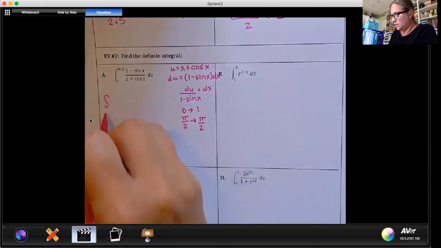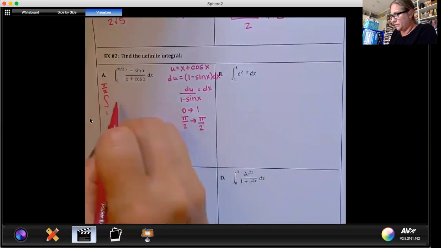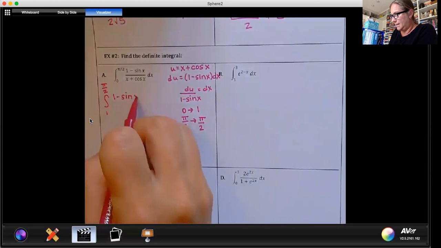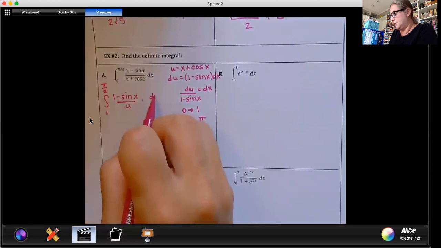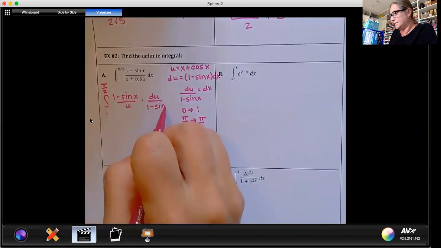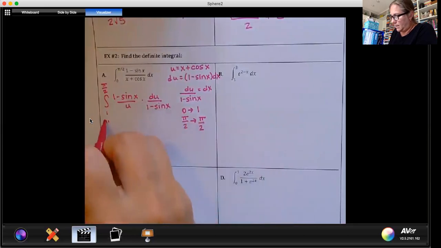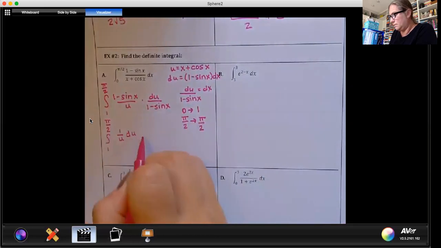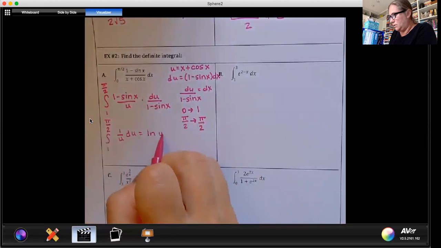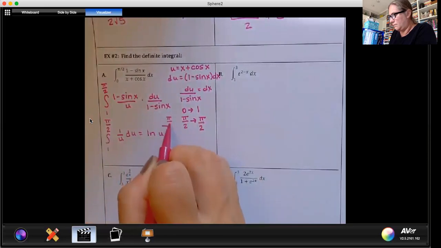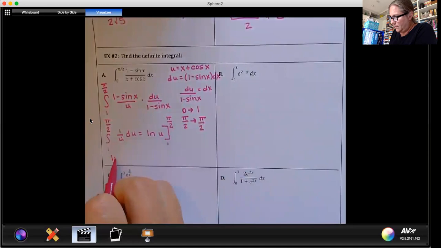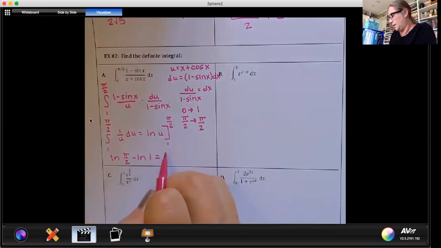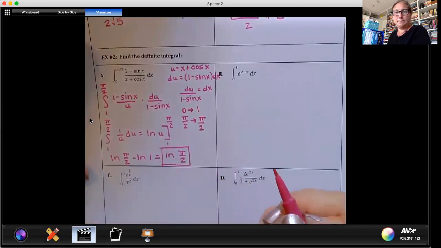So your bounds are from 1 to pi over 2, 1 minus sine x over u times du over 1 minus sine of x. So from 1 to pi over 2, 1 over u du is ln u from 1 to pi over 2. So ln pi over 2 minus ln of 1 is ln of pi over 2. Remember, ln 1 is 0.